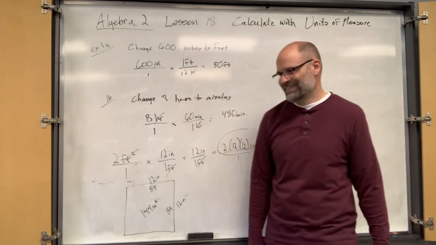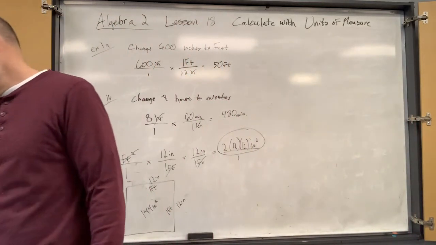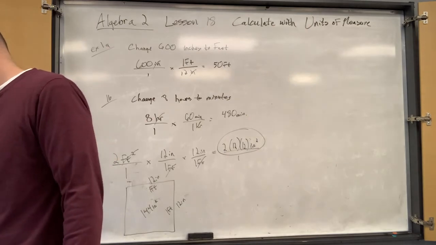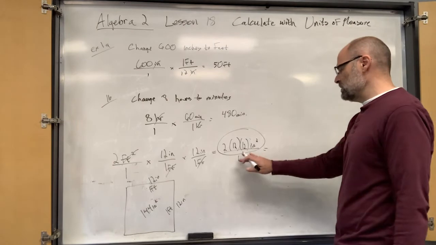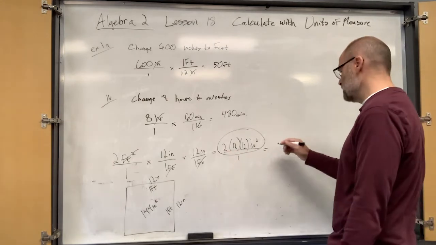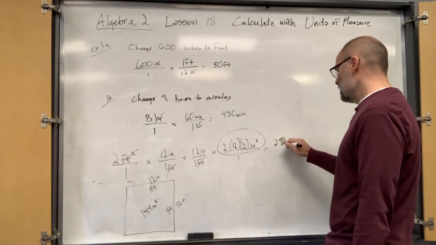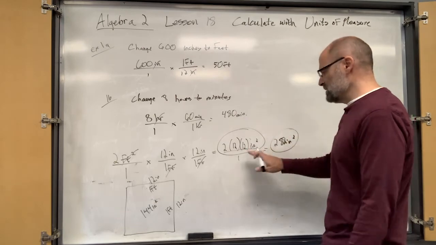Okay. Cancel your feet. So what's the answer with the multiplier? So this would be 288. If you multiply this out, 144, so 2 of those square feet would be 288. But you can just leave it like that.